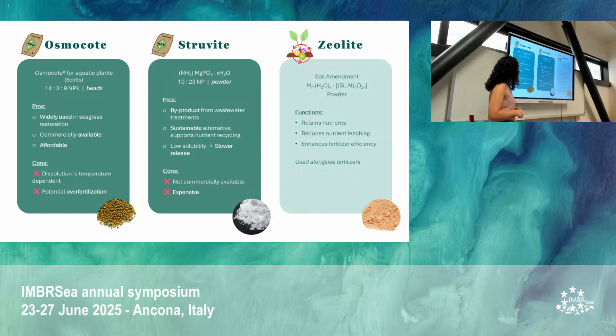The pros of osmocote is that it's been widely used in restoration, and it's commercially available and affordable. However, this fertilizer can be temperature dependent, and this could lead to potential over-fertilization and therefore be harmful for the environment. Struvite, on the other hand, is a new alternative fertilizer. It's a byproduct from wastewater treatments, so that supports nutrient recycling, and it also has a low solubility in water, which means that it can be a slower release fertilizer. The con of struvite is that it's not commercially available and it's not affordable.